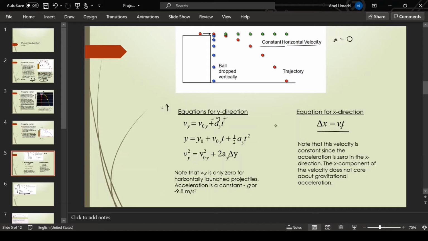Meanwhile, on this one, you get x equals x initial plus v initial in the x direction times t plus 1/2 a_x t squared. We just said that a is 0, so this zeroes out, and you get x equals x initial plus v initial in the x direction times t. Then if you subtract x initial, you get that delta x, or the displacement, equals v initial x times t, which is this equation again. So again, note that the velocity is constant since the acceleration is 0 in the x direction. The x component of the velocity does not care about the gravitational acceleration.